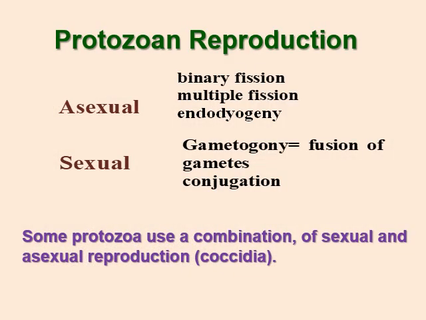Protozoa reproduction. Some protozoa reproduce asexually by binary fission, multiple fission or endogeny, or may reproduce sexually by gametogamy, fusion of gametes, or conjugation. Some protozoa use a combination of sexual and asexual reproduction, as we will see in coccidia.